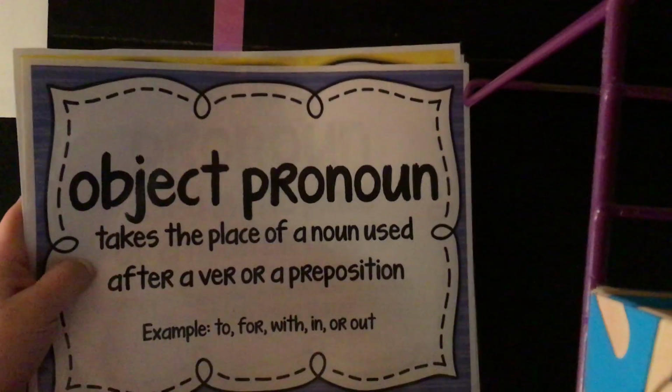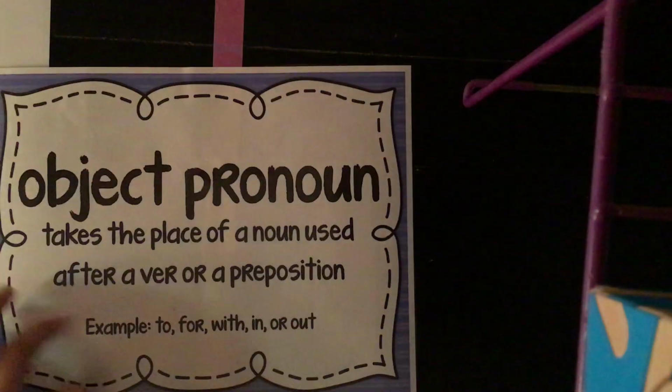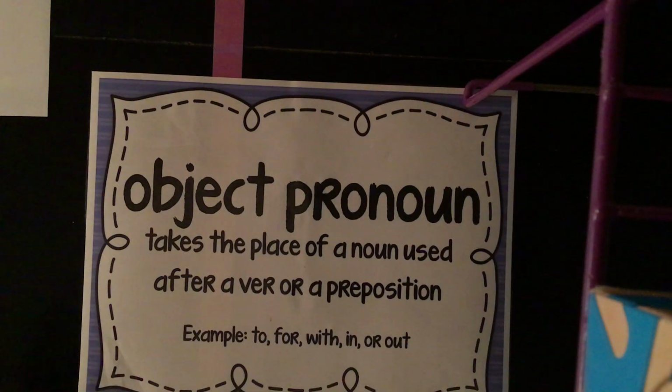This week we're going to be talking about lots of different pronouns. So I'm going to quickly start by going over the different kinds of pronouns, and then we'll jump right into it because I'm going to try to make this video the shortest possible one I can. So first we have an object pronoun, and an object pronoun takes the place of a noun used after a verb or a preposition, like to, for, with, it, or out.